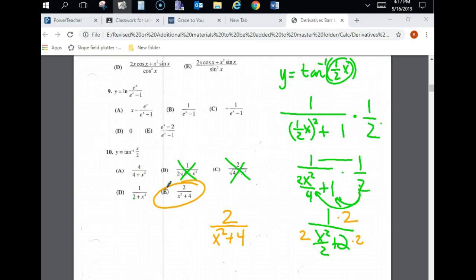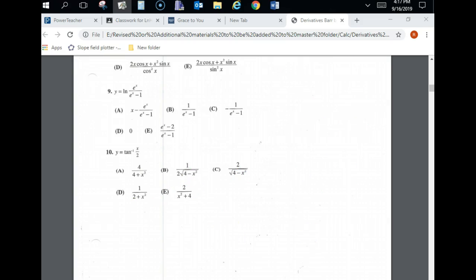Okay, so that was it for this week. Hope that was a good review for derivatives for you. We're going to add some more next week. And any of these types of questions are fair game for the review portion of our next big test. Okay, so keep up with us.